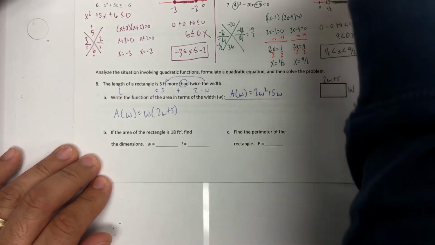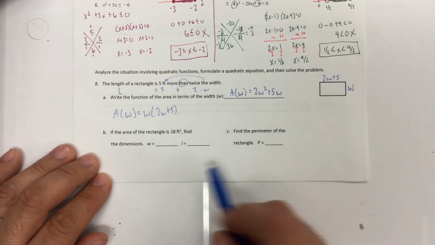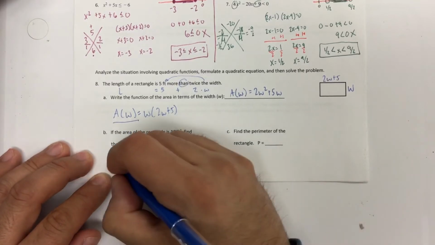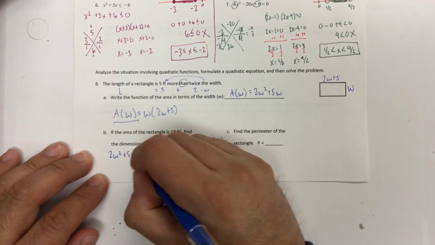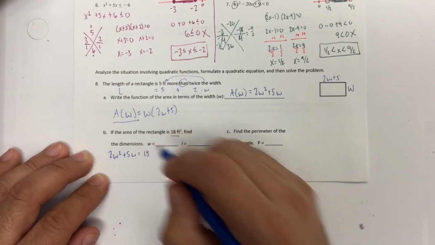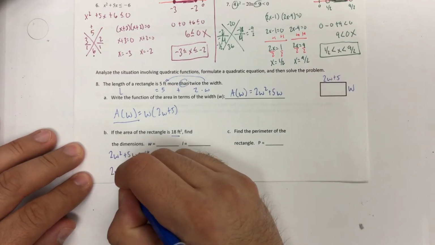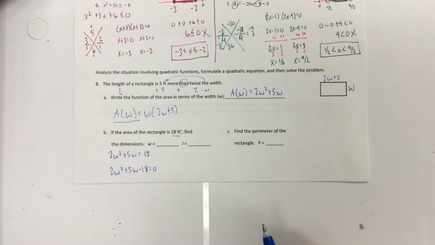All right, from here it says, if the area of the rectangle is 18 feet squared, find the dimensions. So what we're going to do is substitute 18 feet squared for A of w. So we have 2w squared plus 5w is equal to 18. And I'm going to go ahead and subtract that 18 over. And now it's in standard form.